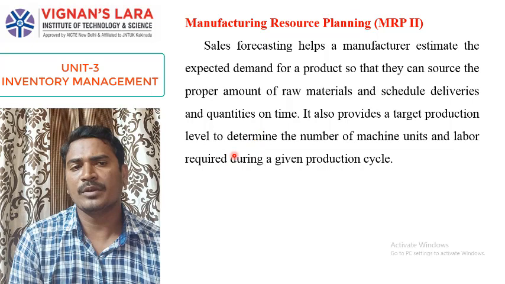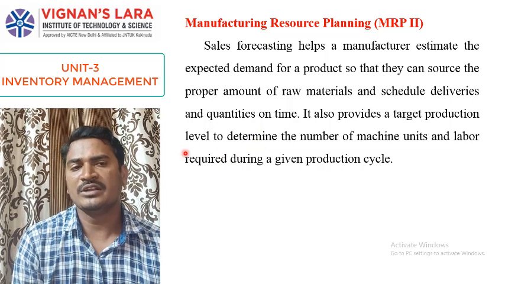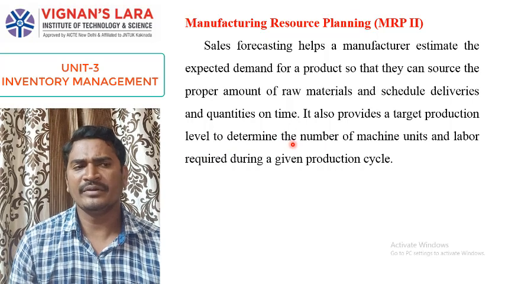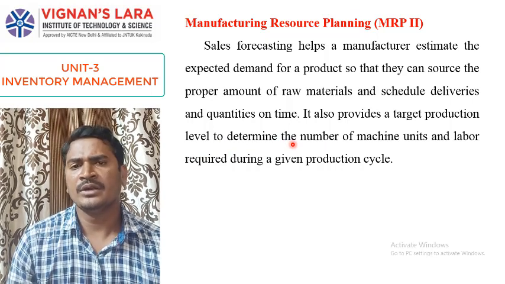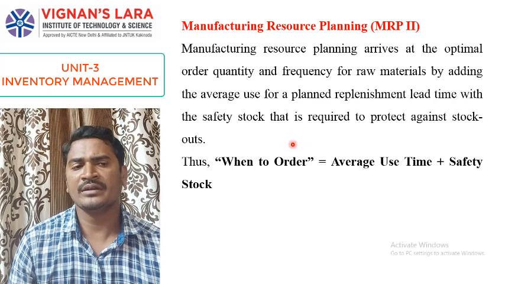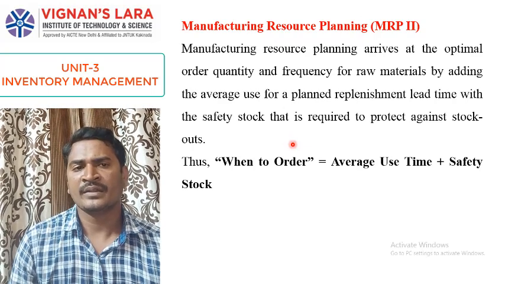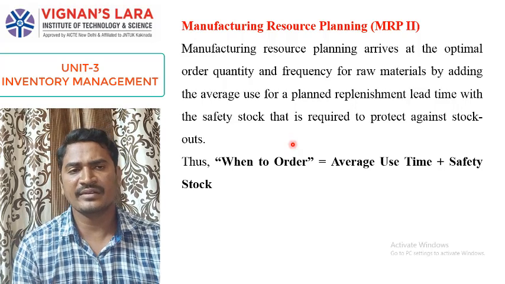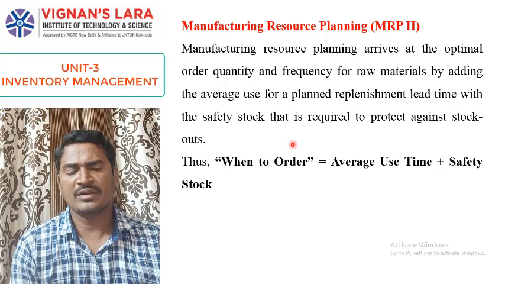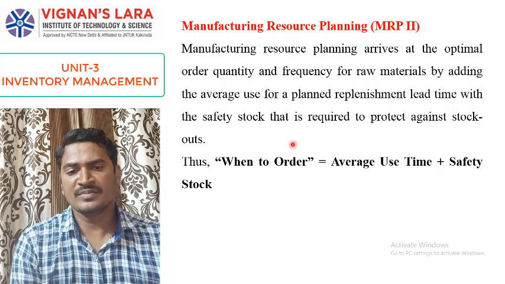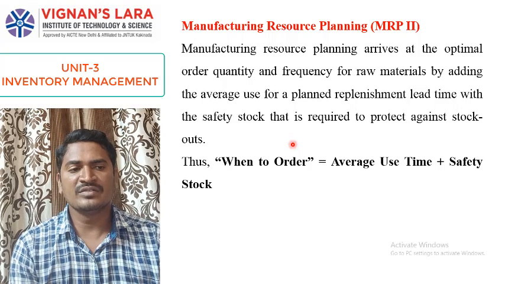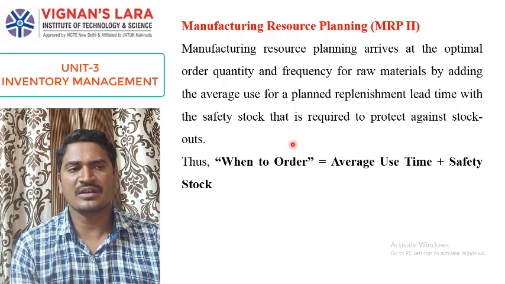Next, coming to sales forecasting, it helps a manufacturer estimate the expected demand for a product so that they can source the proper amount of raw materials and schedule deliveries and quantities on time. It also provides a target production level to determine the number of machine units and the labor required during the given production cycle. Next, here we are seeing some formulas for manufacturing resource planning. Here we are giving the information about when to order, which includes average use time and safety stock.